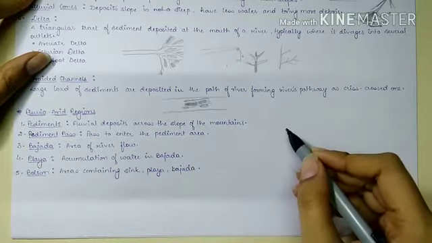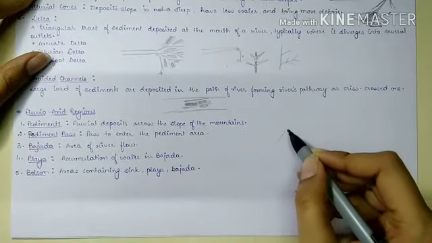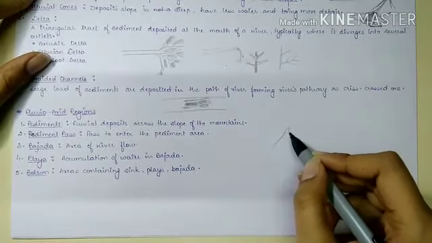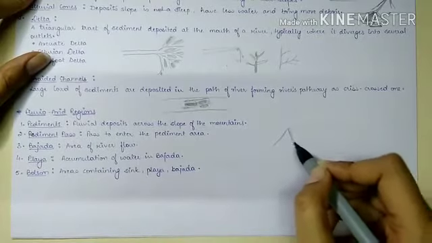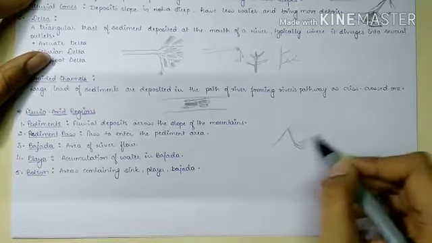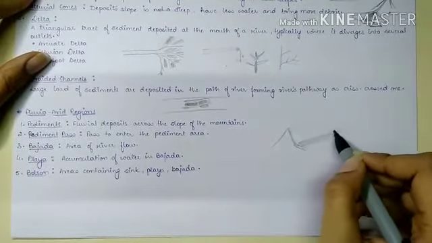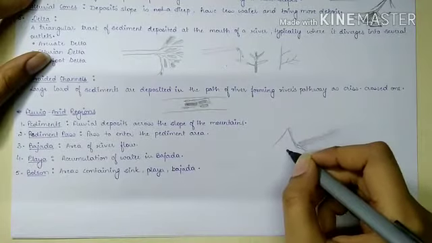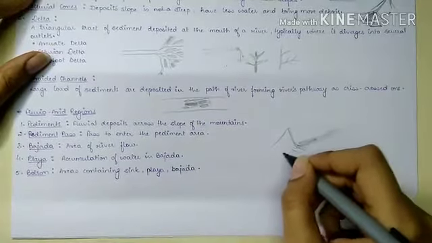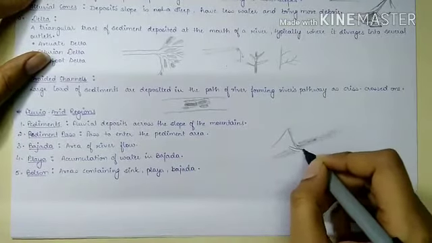Pediment is the fluvial deposit across the slope of mountain. So this is the mountain. When the water comes or rainfall comes, the sand or whatever sediments are deposited here, and this pathway is known as pediment, and the pass from which we can enter this pediment area is known as pediment path or pediment pass.